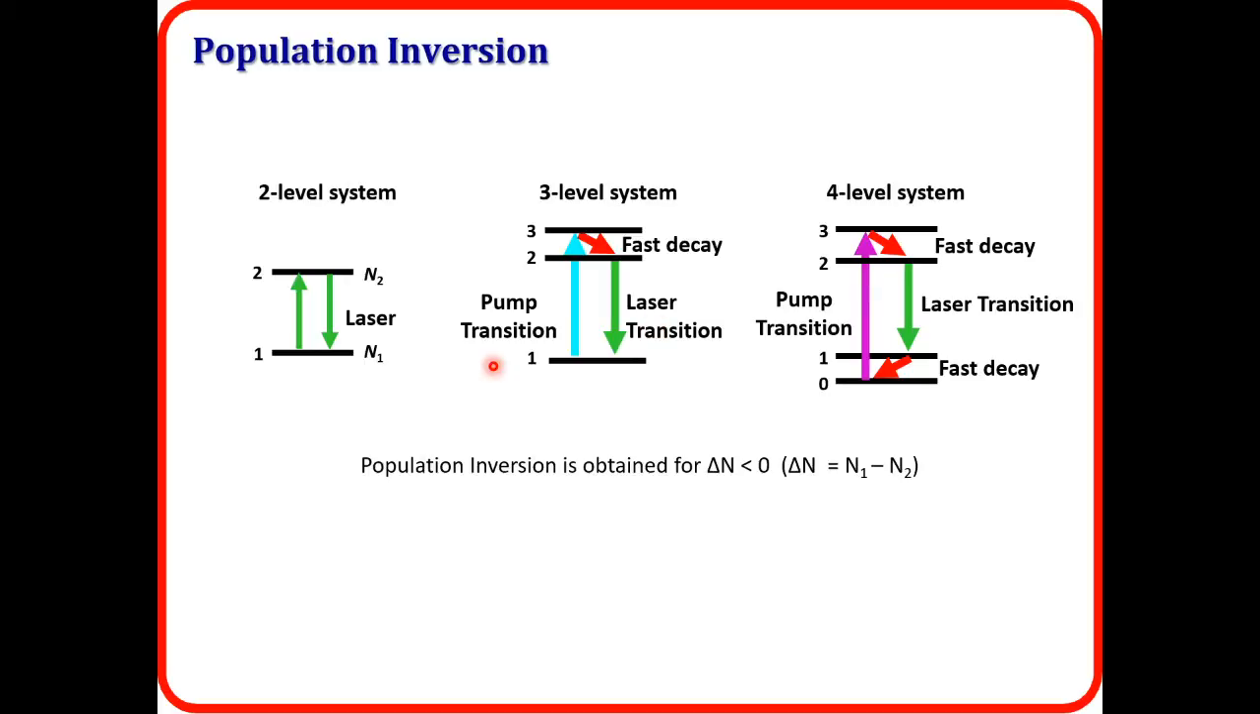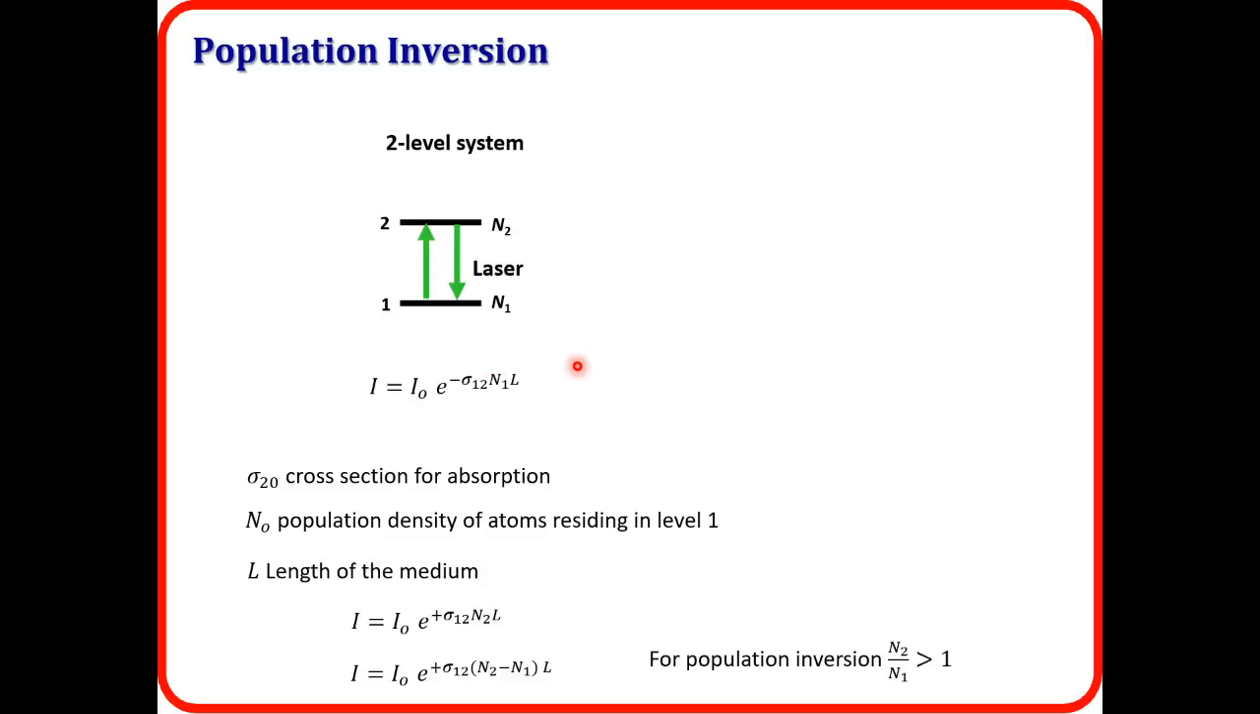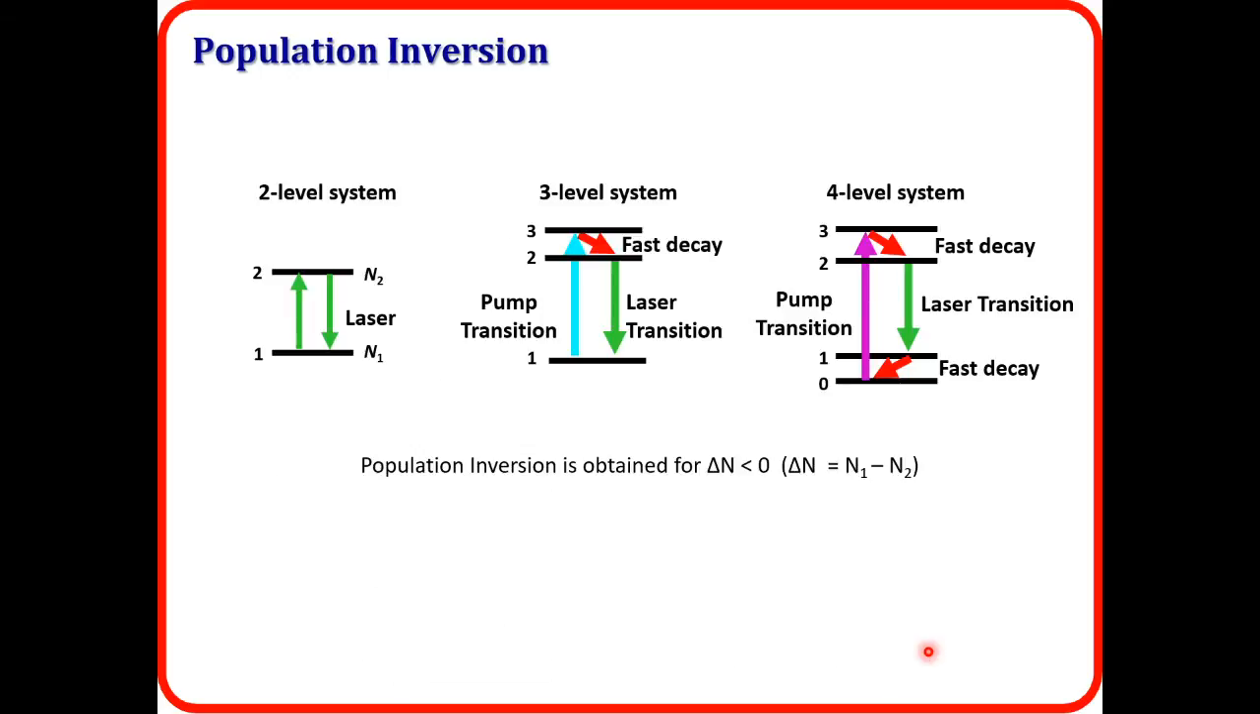In the previous slide, I talked about population inversion, that is, N2 over N1 needs to be greater than 1. If you talk about population inversion in a two-level system, you will never be able to achieve it.